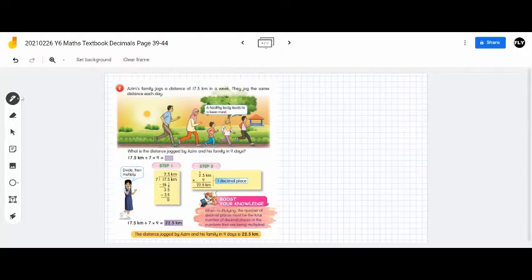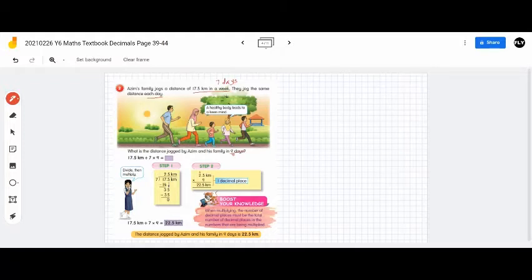Okay? First, underline the keyword. The keyword here is 17.5 kilometers in a week. They jog the same each day, and they want the distance of 9 days. So after you underline it, look at the unit. This is a week. This is day. This is also day. So everything you must convert to day first. How many days in 1 week? There are 7 days in a week.